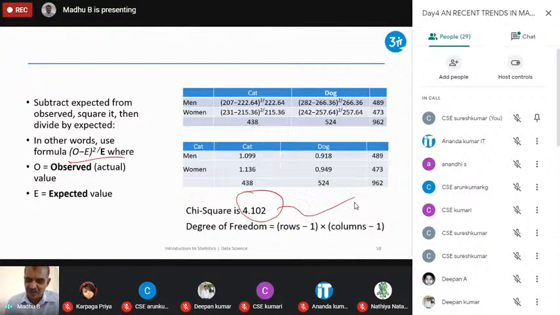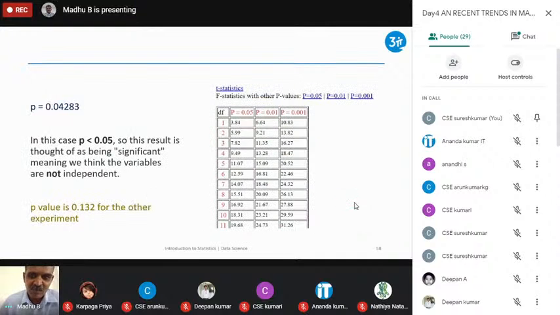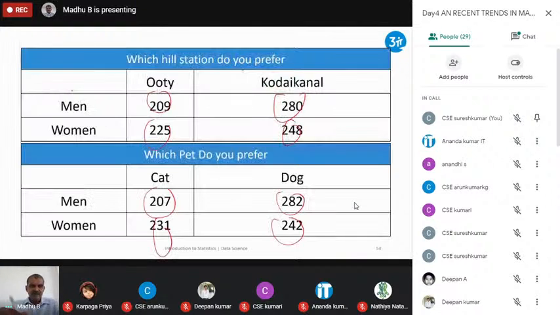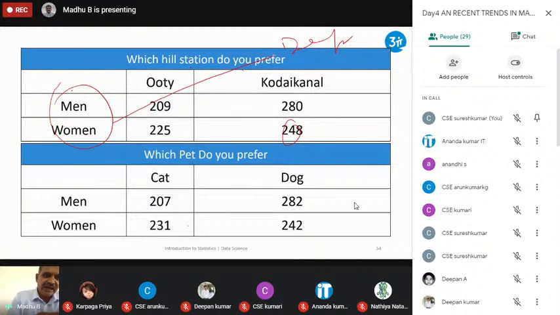For this there is something called a chi square table. From this table, it is possible to find whether they are dependent or independent. Okay, I'll tell you what happened here: hill station and gender are dependent as per the chi square test, whereas preference of pets and gender are independent. That means there is no dependency at all.